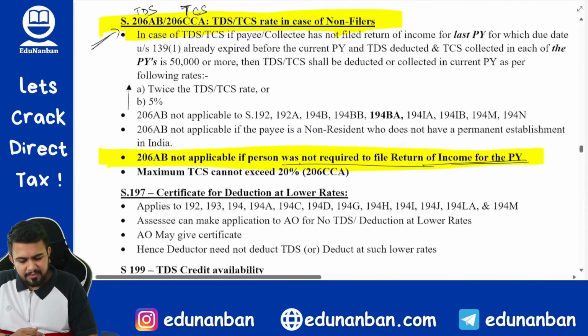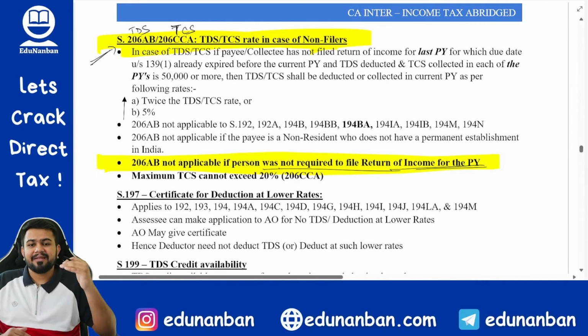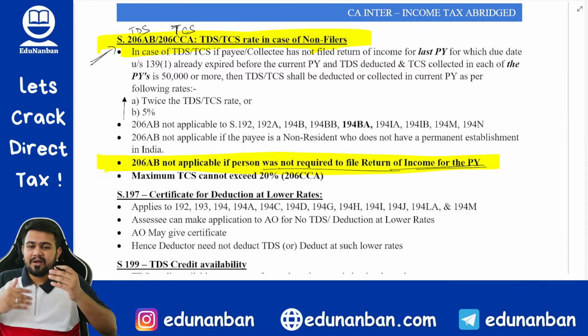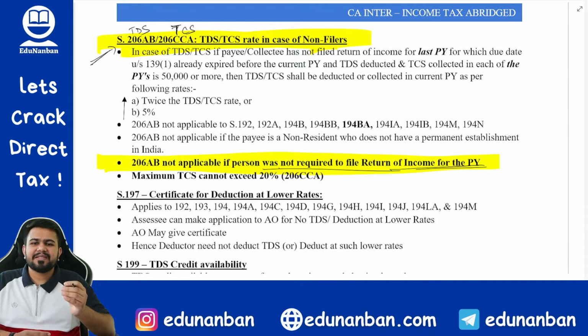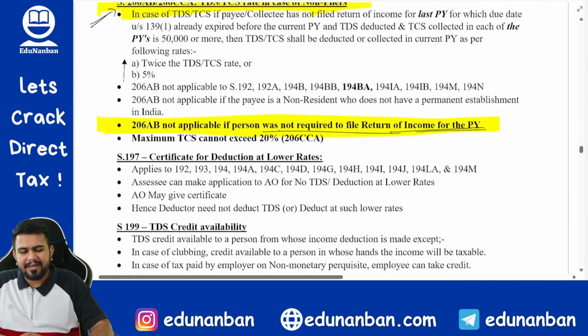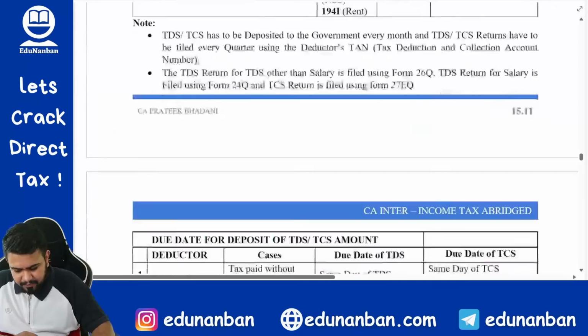Very logical, because earlier we had discussed that if the return of income has not been filed, then the TDS or TCS will be at a higher rate. However, what if the person was not at all required to file the return of income? Then why punish such a person? Hence naturally that person now comes in the exception category. If the return of income itself was not required to be filed, then you can deduct the TDS normally or collect the TCS normally. No need to follow this section.